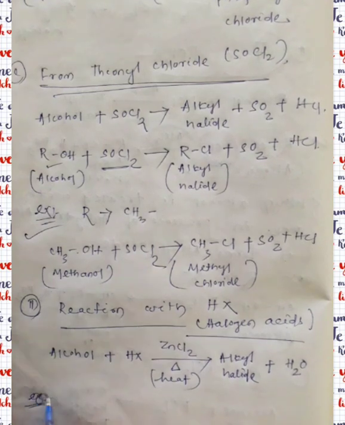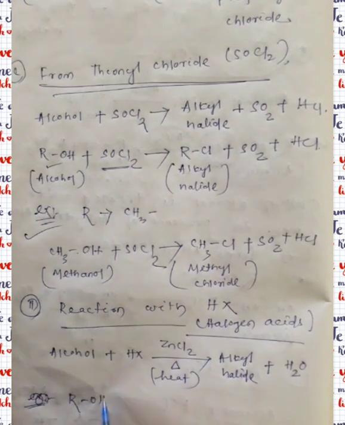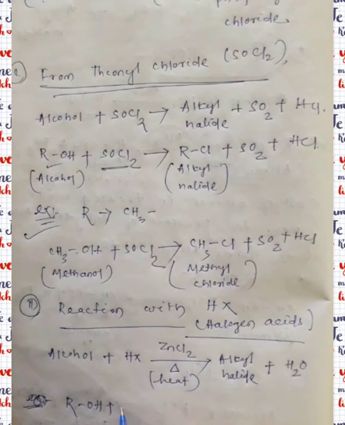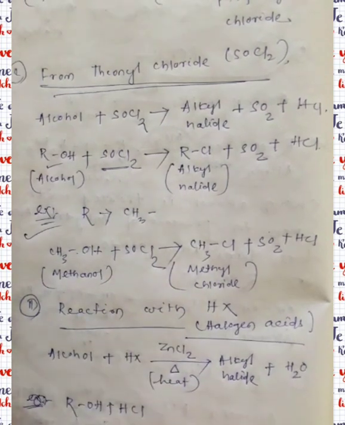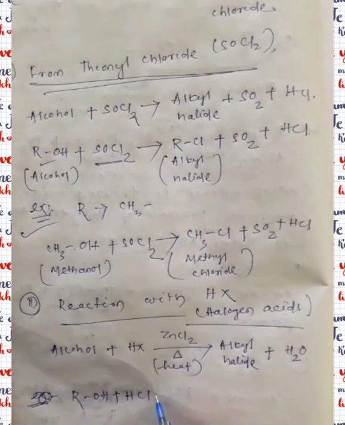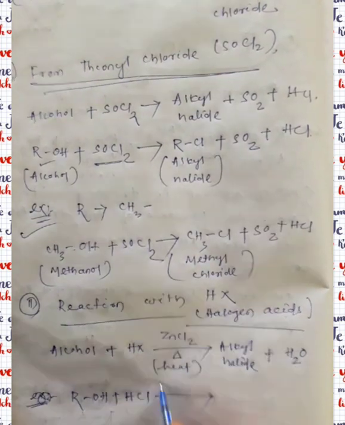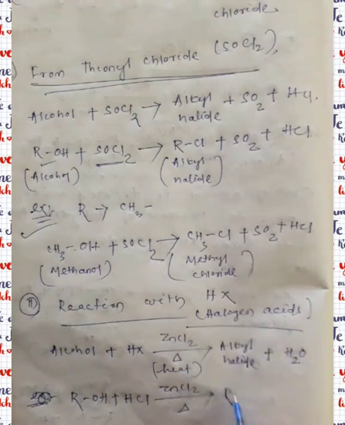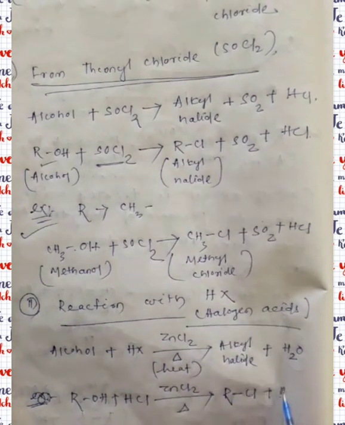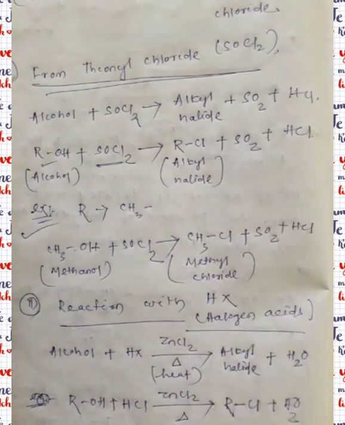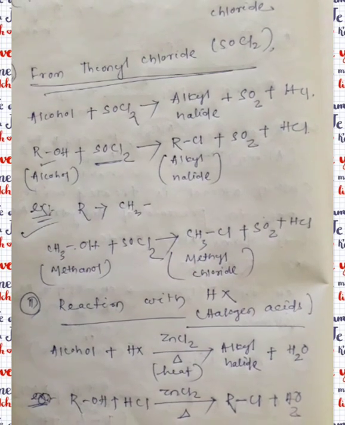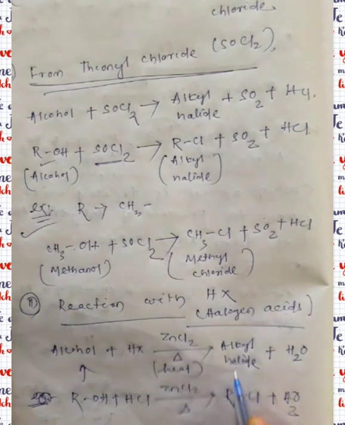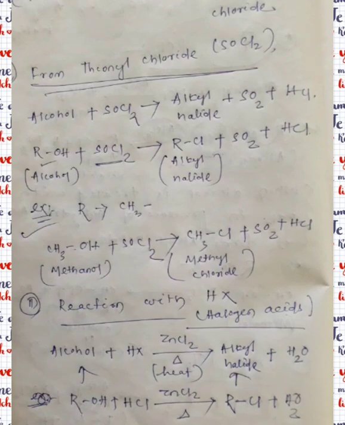First we write the general reaction, that is ROH plus HX, where X means HCl, you can take HBr, in presence of zinc chloride and heated, it forms RCl plus water. This is the reaction. This is alcohol, this is alkyl halide.